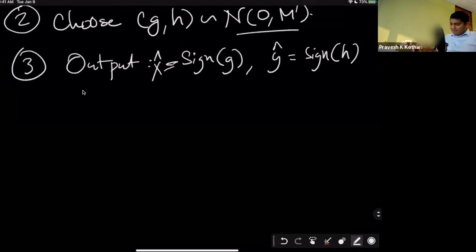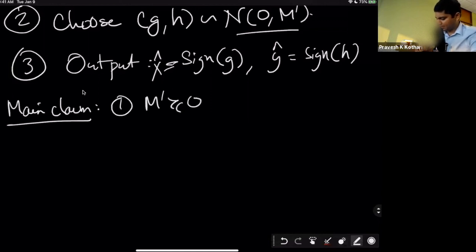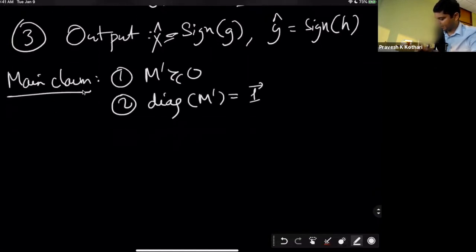Okay, so let me make a claim. There are multiple claims for me to justify, but let me make yet another claim. And the main claim, so let's note down all that I need to prove to you. M prime is PSD. Diagonals of M prime are 1 and 3.